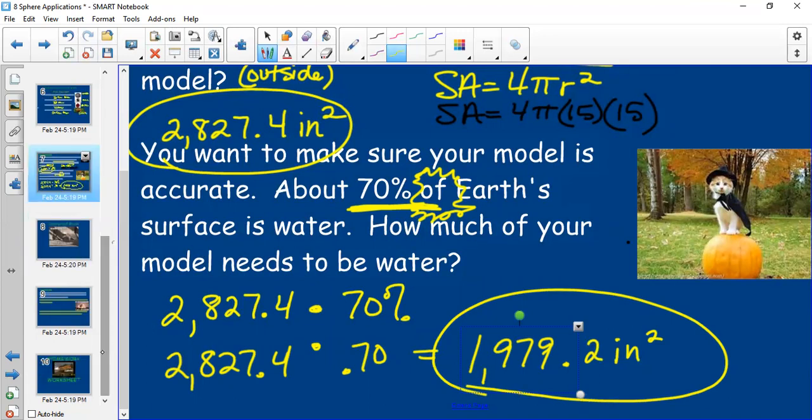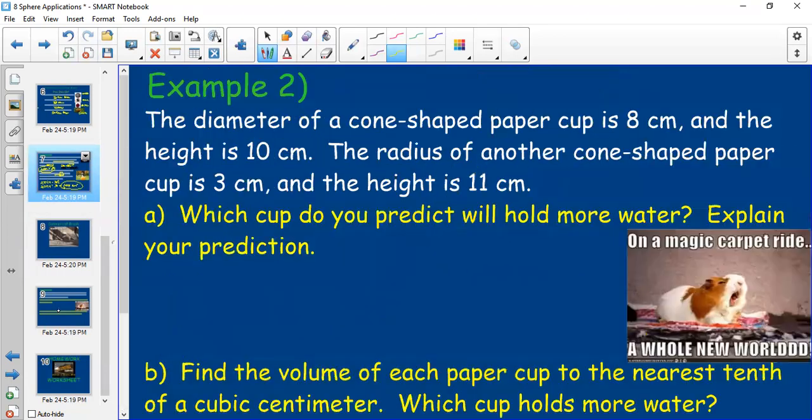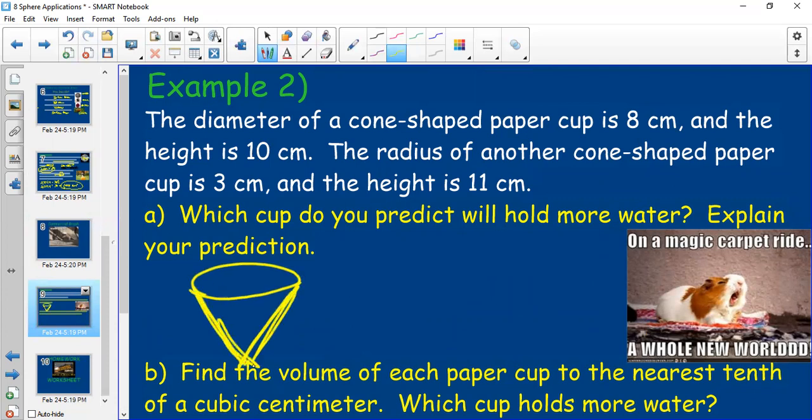All right, let's try one more problem here. Now this is going to involve other shapes. Okay, we have the diameter of a cone-shaped paper cup. I'm going to go ahead and draw our two cones here. So the diameter of a cone-shaped paper cup is 8 centimeters. So I've got a cone. I've got the diameter, goes all the way through, and they said that that is 8 centimeters.